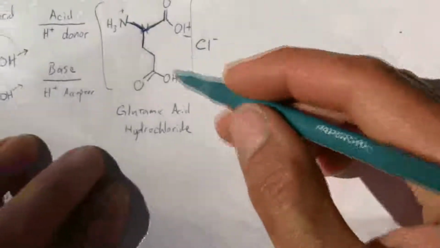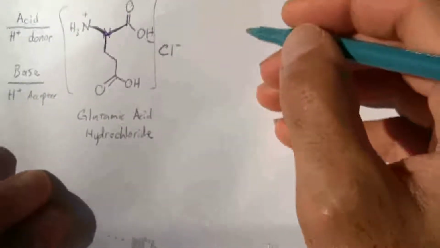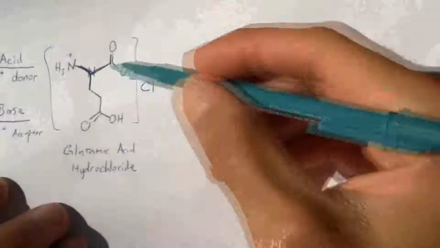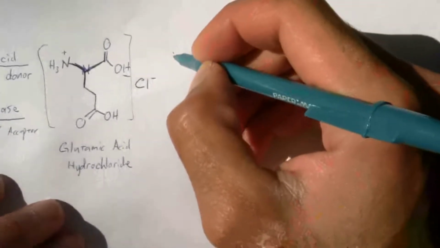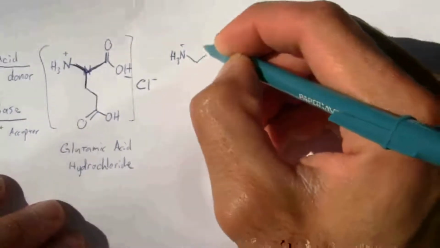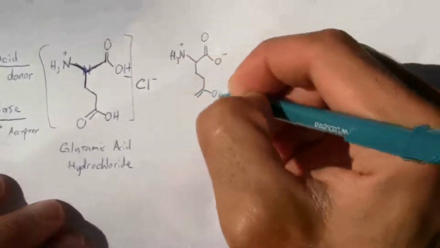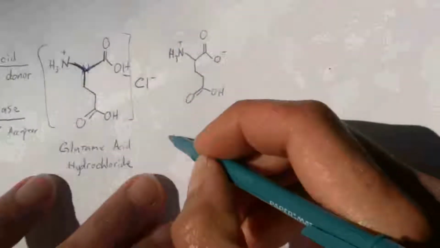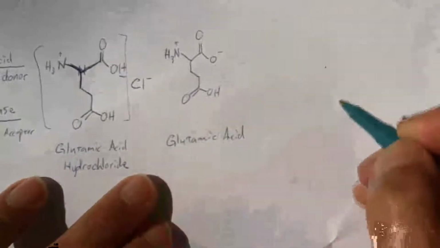This is in acid conditions. But if we are not in such acidic conditions, we won't have that, and we'll just have the normal form like I showed a bit earlier, where we have the positive and the negative ions there. So this would be your standard glutamic acid.